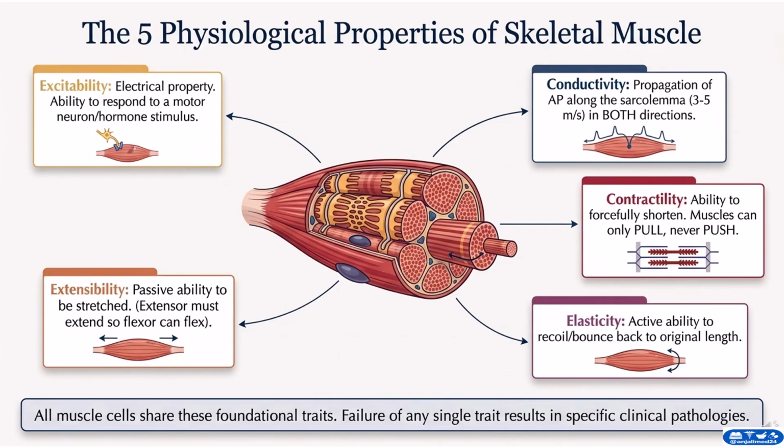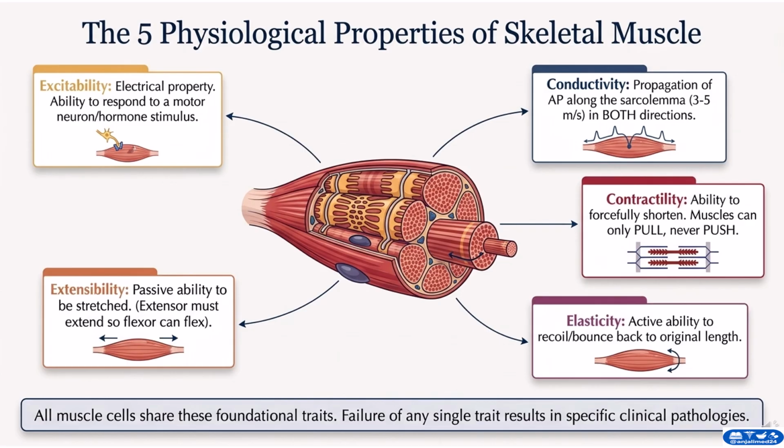Fourth, extensibility. This is the passive ability of the muscle to stretch without damage. For example, when one muscle contracts, its opposing muscle must stretch. Finally, elasticity. Elasticity allows the muscle to recoil and return back to its original resting length after being stretched or contracted. Together, these five properties maintain the normal muscle function and the movement.